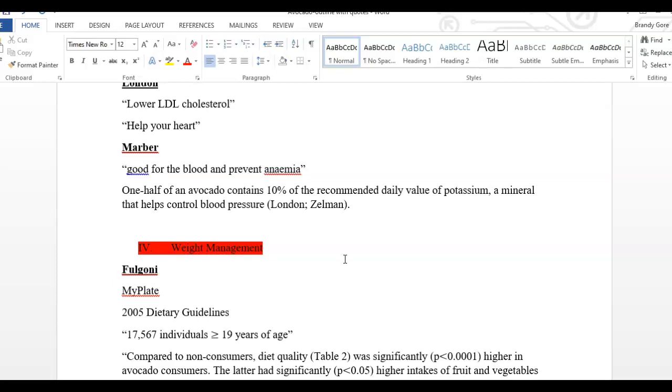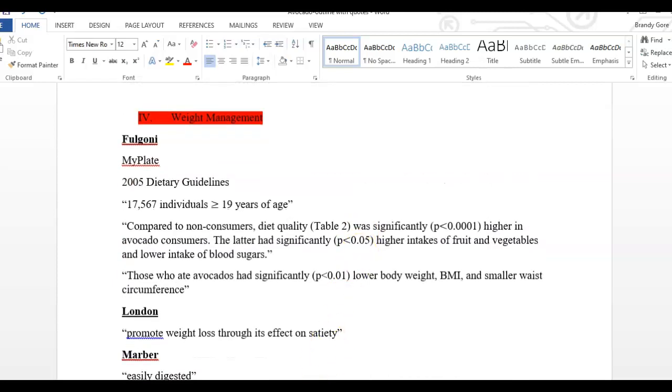One body paragraph at a time. Make sure it all makes sense. Make sure you're focused. Make sure you're using your sources properly.